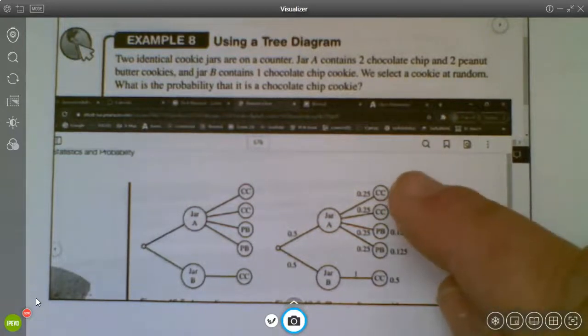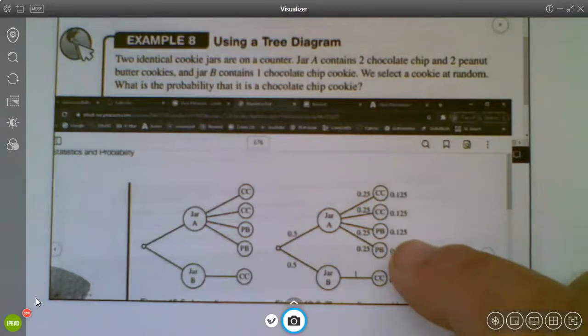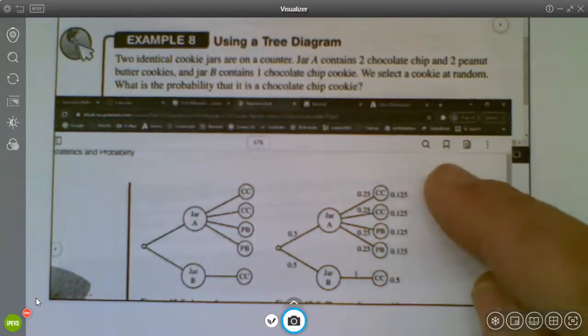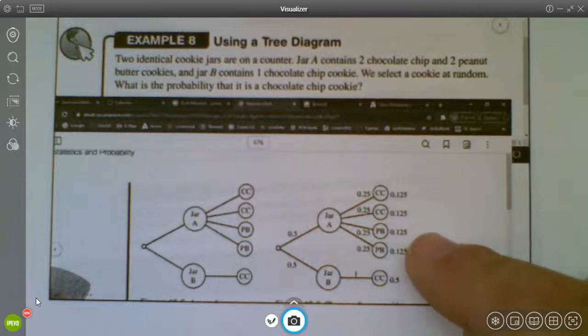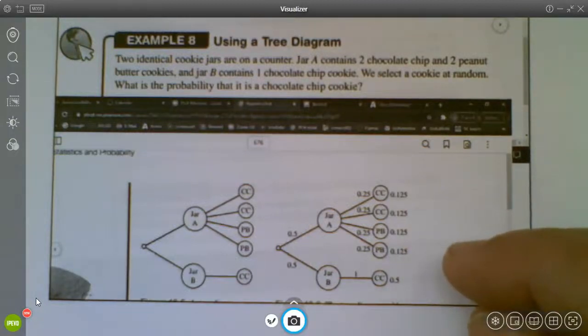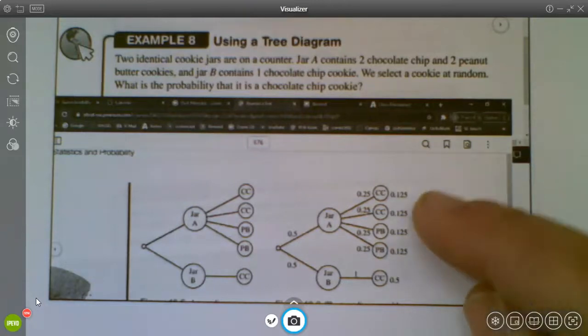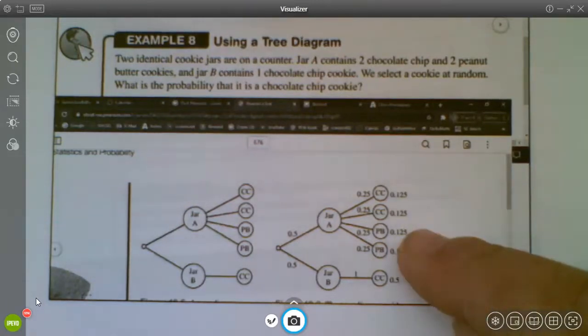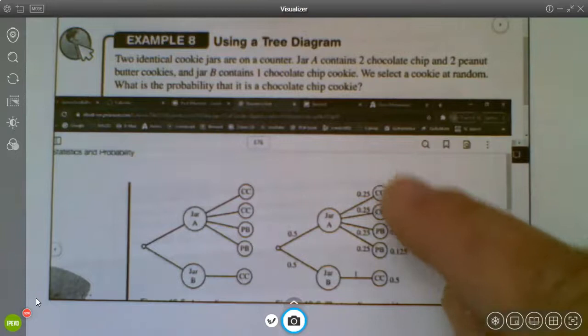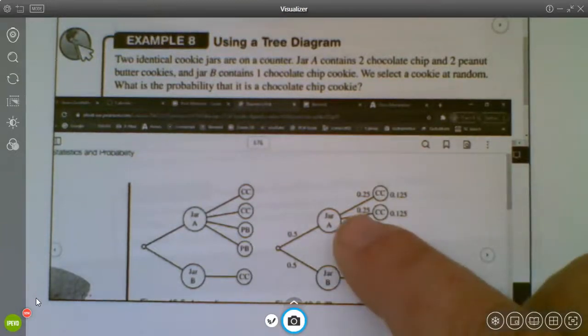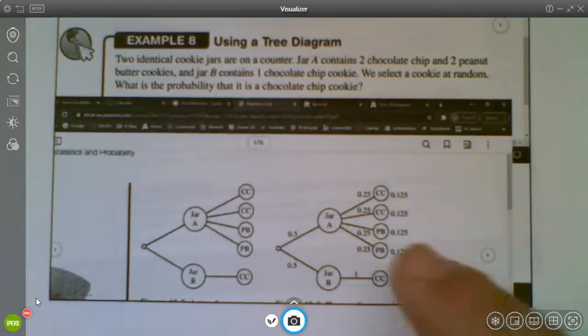I would not have written it as all 4 cookies. To be honest, I would have had just 2 branches. It's either chocolate chip or it's peanut butter. I would have said, well, 2 out of the 4 are chocolate chip, so 0.5. 2 out of the 4 are peanut butter, so 0.5. So I would not have had 4 branches right here. I would have had 2 branches, 1 for chocolate chip and 1 for peanut butter.